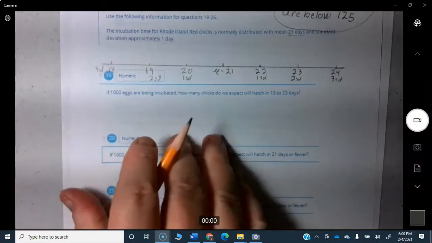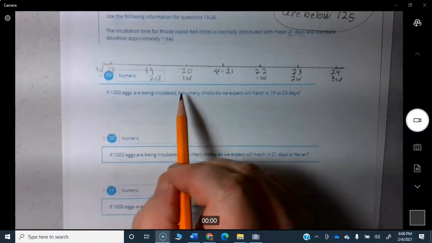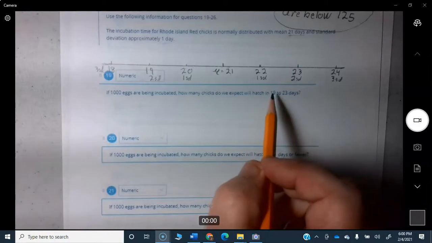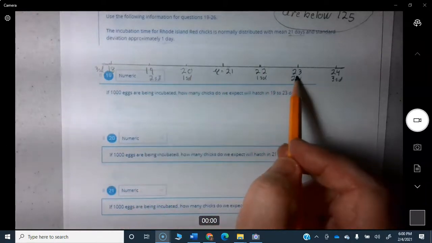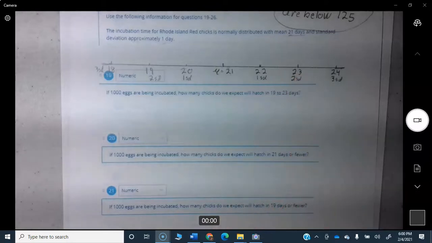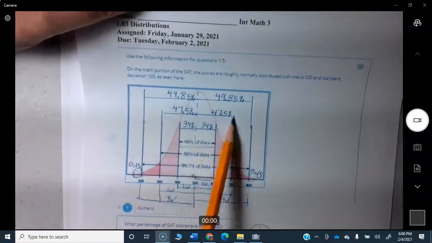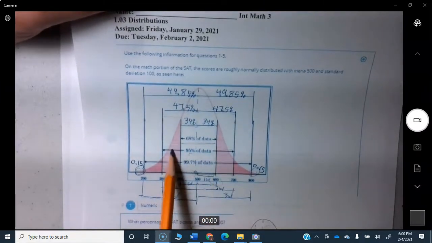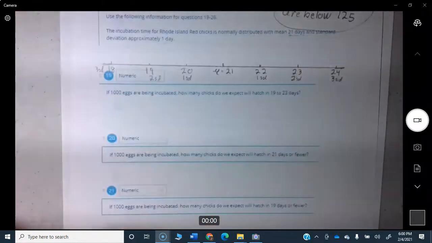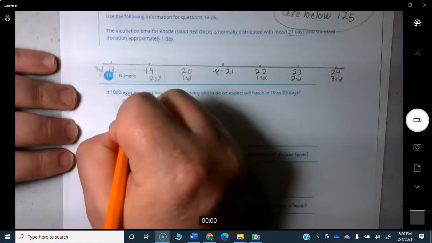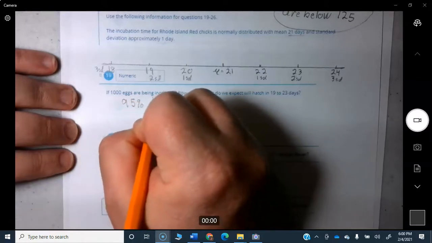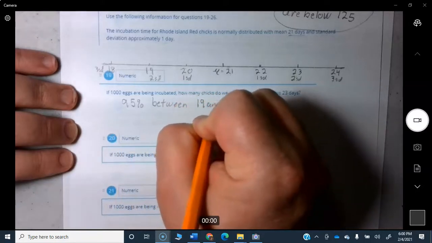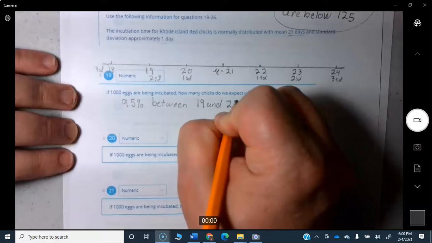A little bit. Okay, so if 1,000 eggs are being incubated, how many chicks do we expect to hatch in 19 to 23 days? So 19 to 23 is plus or minus 2 standard deviations. And we know that plus or minus 2 standard deviations is 47.5, 47.5, or right here it shows it is 95%. So 95% between 19 and 23 days. But that's not what they asked. They want to know how many.